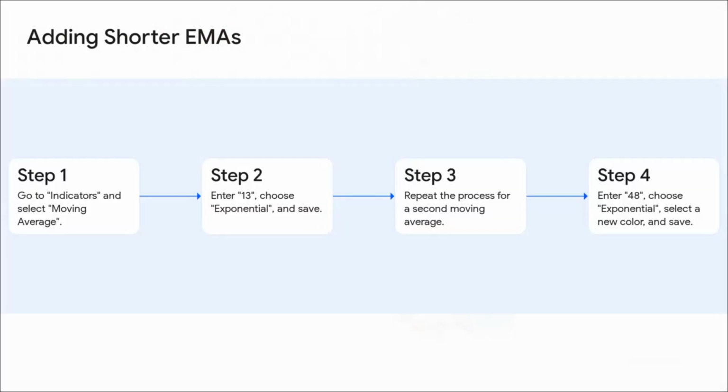All right, next up, we're adding 2 shorter-term moving averages. These are going to track the more immediate price action. Just follow the steps on the screen: add 1 moving average, set it to 13, and make sure it's exponential.